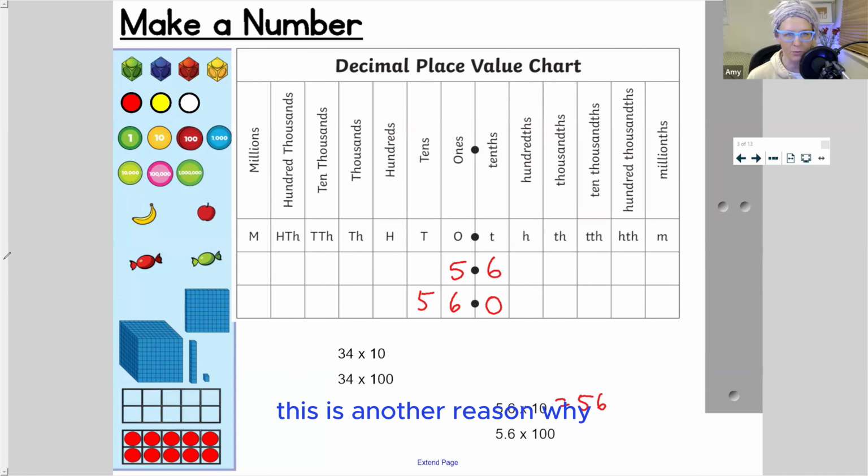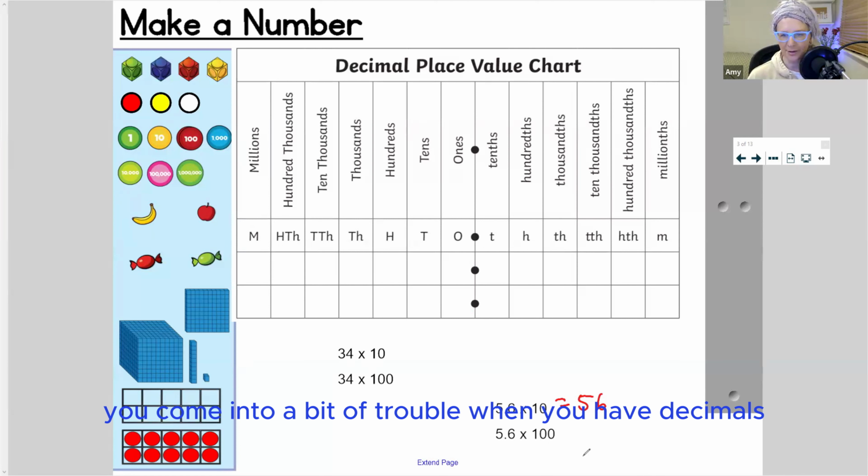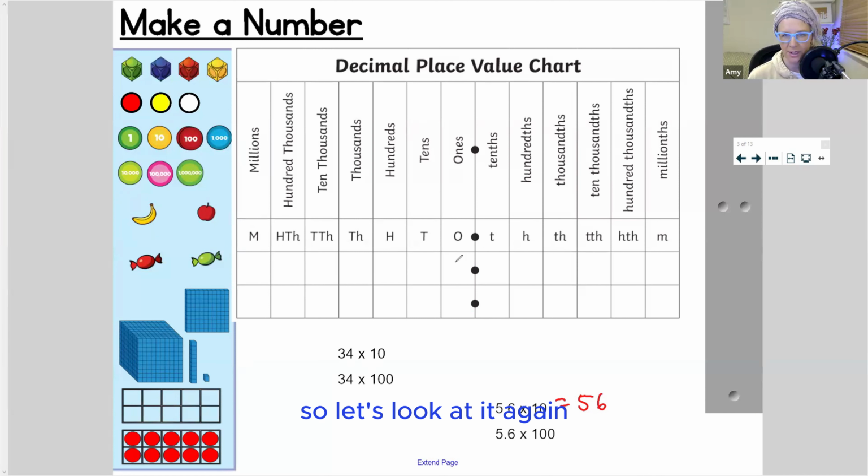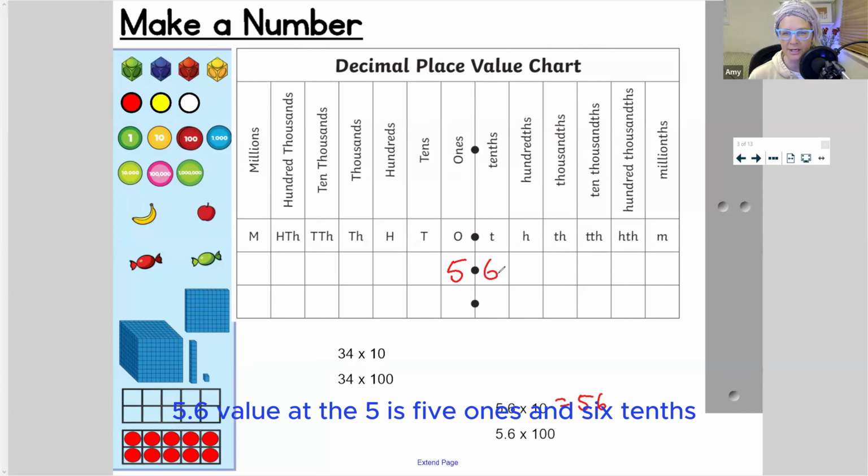This is another reason why it's important to not say you just add a 0 on the end, because then you come into a bit of trouble when you have decimals. So let's look at it again. 5.6, value of the 5 is 5 ones and 6 tenths. This can be written like this as well, because this is the tenths column.